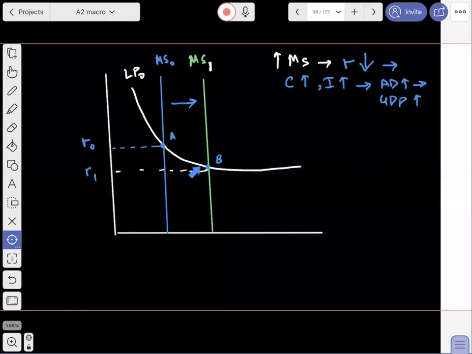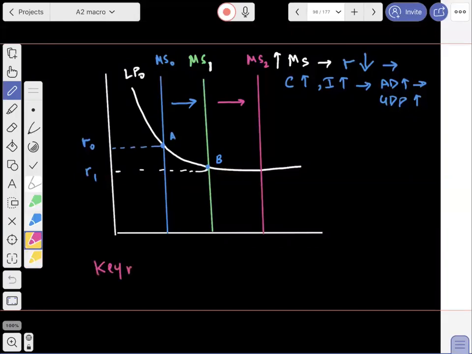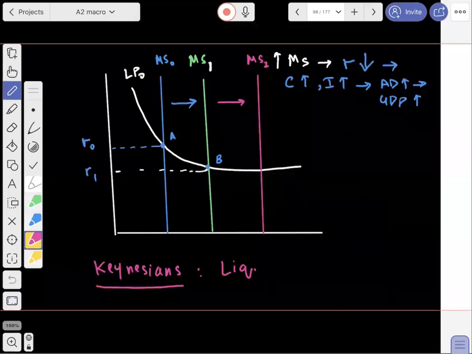Now let's move on to liquidity trap. So we know this, when the money supply goes up, interest rates go down. The government said, let's lower interest rates further. What if the government decides to increase money supply further to MS2? This is what the Keynesians argue. Keynesians say if the money supply goes up too much, there could be a possibility of liquidity trap to happen.